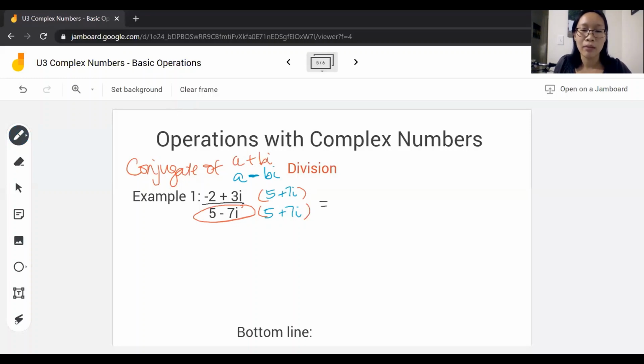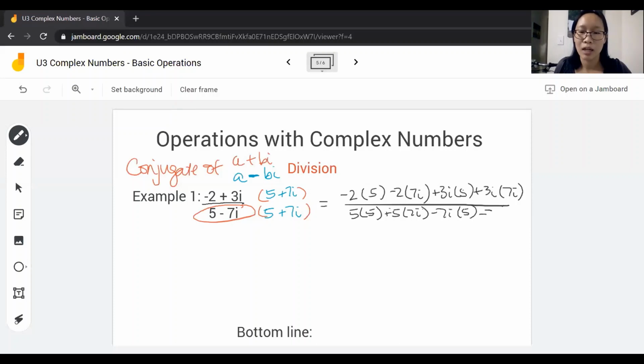When I multiply this out, my first term is negative 2 times 5 minus 2 times 7i plus 3i times 5 plus 3i times 7i. My denominator then is 5 times 5 plus 5 times 7i minus 7i times 5 minus 7i times 7i. When I simplify the top, I get negative 10 minus 14i plus 15i plus 21i squared. And then my bottom is 25 plus 35i minus 35i minus 49i squared.